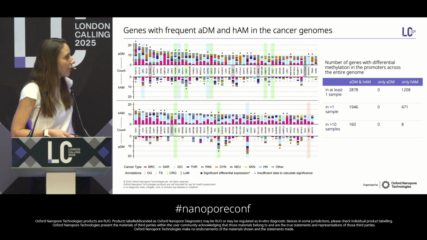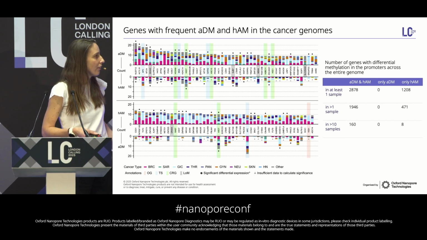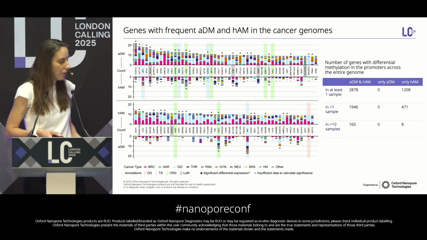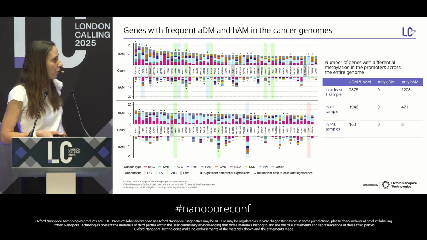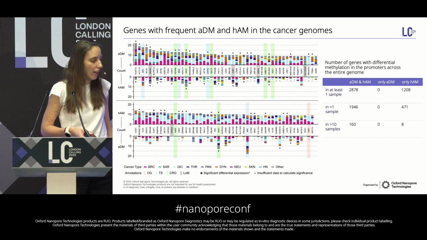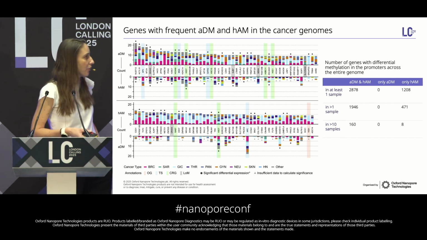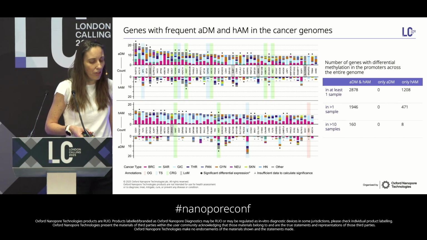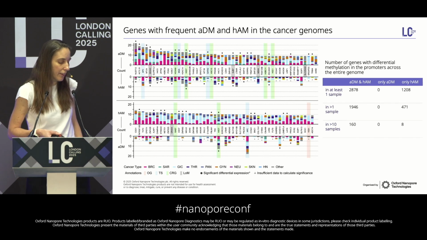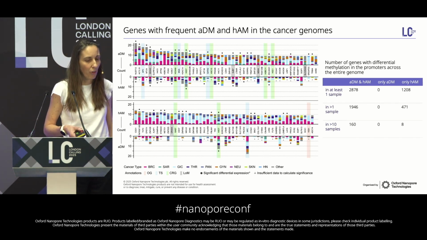When we started to look at this, we wanted to look at the differential methylation across the whole genome in these cancer genomes. What we found is that over 4,000 genes show allele-specific methylation, either ADM or HAM, in at least one POG sample. The majority of these samples have genes which show both ADM and HAM, and over 1,000 which show only HAM. These are the genes which are usually in allelic loss regions.